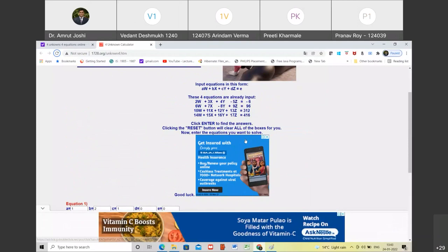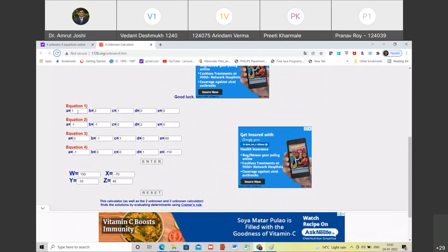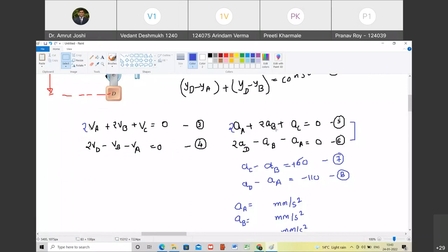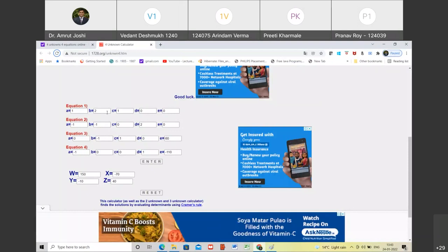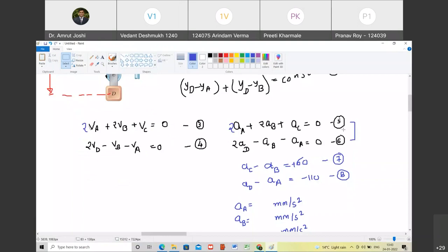Now, look at this. When I write equation 1 here, A, B, C, D are my unknowns. What are A, B, C, D? AA, AB, AC and AD. Are you with me? Yes, sir. So A, B, C and D are AA, AB, AC and AD, and E is the constant term after taking it to the right hand side. So what is the first equation? 2AA plus 2AB plus AC plus 0 AD equal to 0. Do you agree with me?